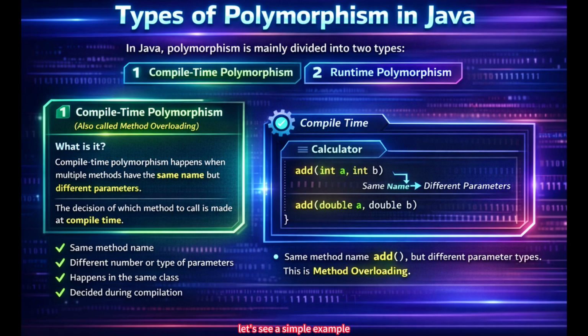Let's see a simple example. We have a class called calculator. Inside this class, we have two methods named add. One method takes two integer parameters, add, int a, int b. Another method also takes two parameters, but of a different type, add, double a, double b. Here, the method name is the same, add, but the parameter types are different. This is called method overloading.